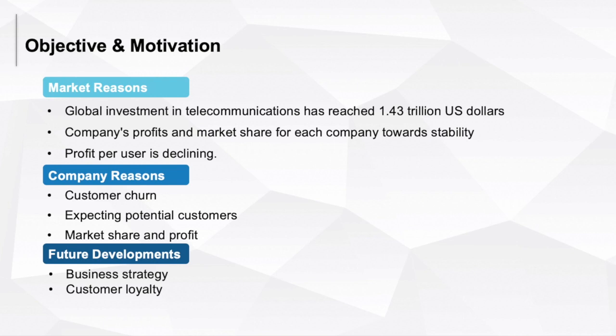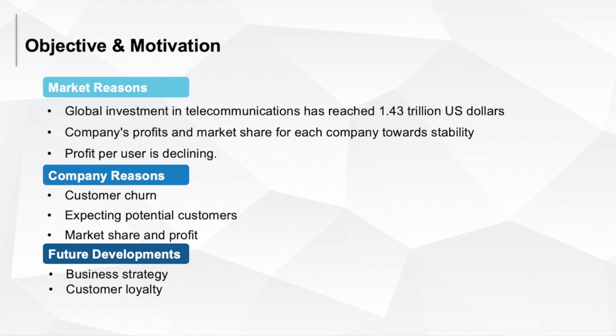Second is objective and motivation. So why did we do this research? First is the market reason. With the rapid development of society, telecommunications have developed rapidly. In recent years, global investment in telecommunications has reached 1.43 trillion US dollars. However, with the market gradually saturated, the profit and market share of each company tend towards stability. Therefore, the profit per user is declining.